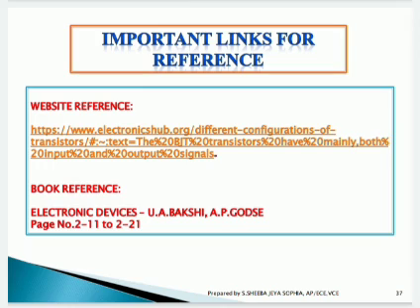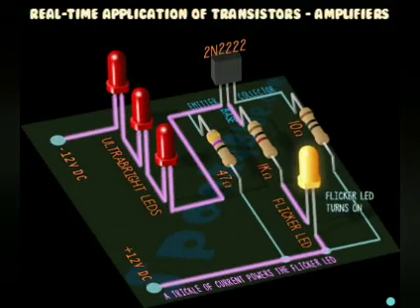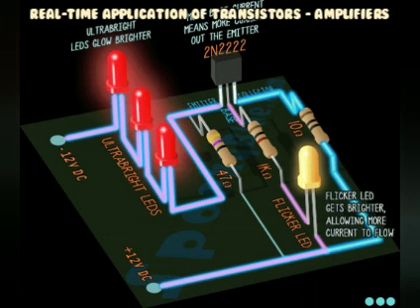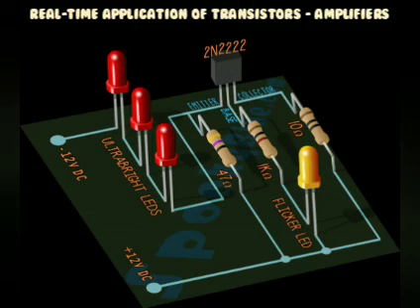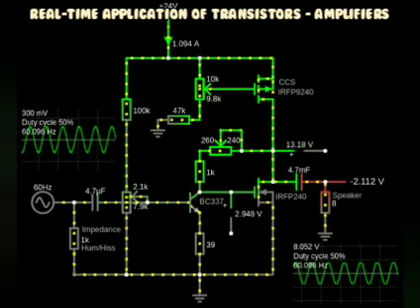So this is about the CB, CE and CC configurations of BJT. And moving to the real-time application, as I have mentioned, the major real-time application is the amplifier. Until date, amplification devices all implement the transistor as mandatory for compensating the current, voltage and power levels, for giving signal strengthening, etc.